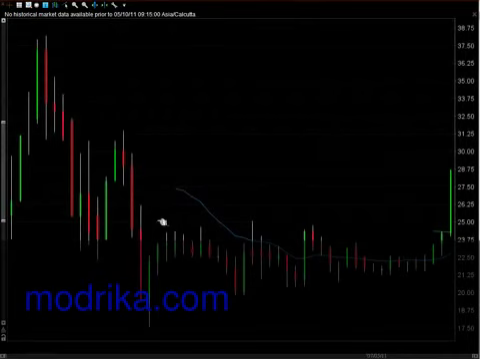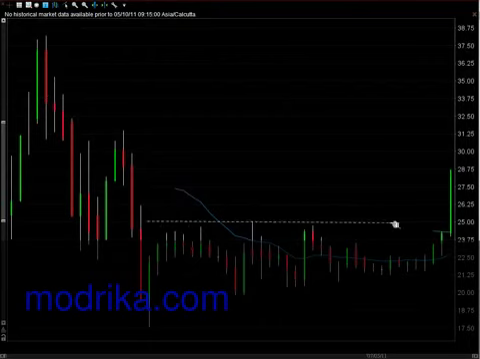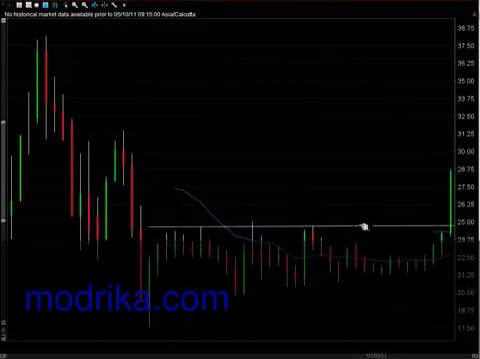This came up because it was a play that was breaking out of consolidation. If you see here, you can draw the horizontal line, and notice that each one of these bars is 1 day of price action. So notice the stock has been trading sideways for several months.